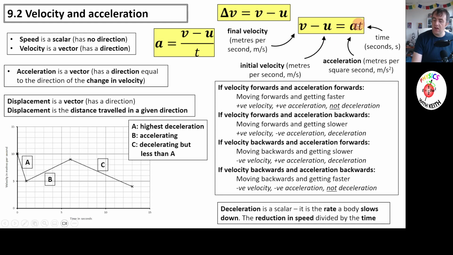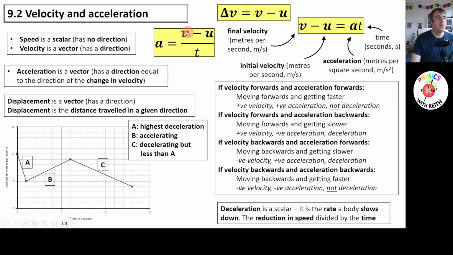Often the equation is given like this instead, or it might even be given as v equals u plus at, which is of course the same equation. I've just written it here a few different ways. So speed, scalar, velocity is a vector. Just a reminder for you there. Acceleration, which is rate of change of velocity, has to have a direction. And the direction will be the direction of the change of velocity. That is the direction of the acceleration.